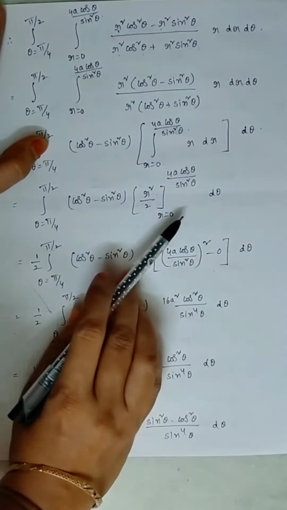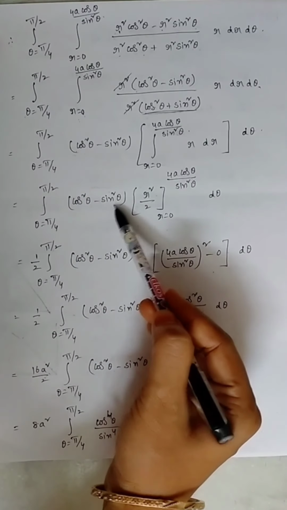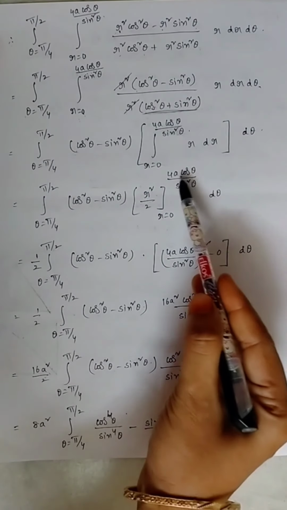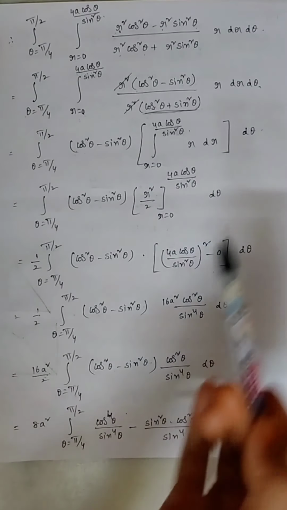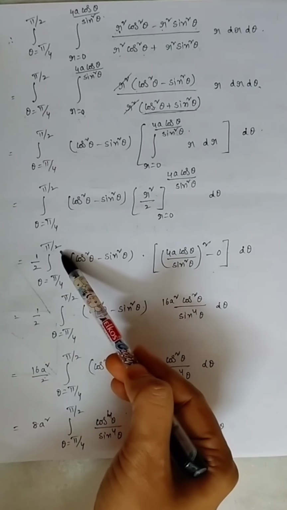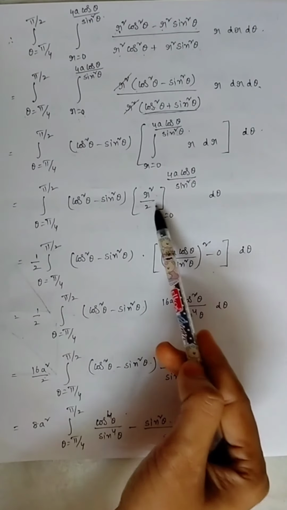So first I am going to integrate with respect to r, since r limits are variable limits. So cos square theta minus sin square theta is constant, since we are going to integrate with respect to r. So integral r equals 0 to 4a cos theta by sin square theta into r dr into d theta. So integral theta equals pi by 4 to pi by 2 cos square theta minus sin square theta. Integral r means r square by 2. Limits r equals 0 to 4a cos theta by sin square theta into d theta. 1 by 2 is constant, take 1 by 2 outside. Integral theta equals pi by 4 to pi by 2 cos square theta minus sin square theta, and substitute upper limit minus lower limit.